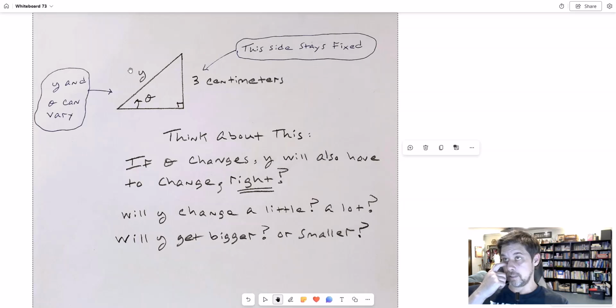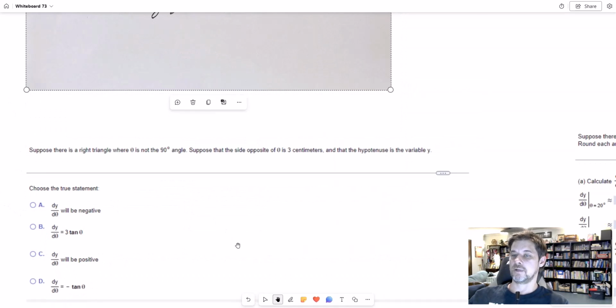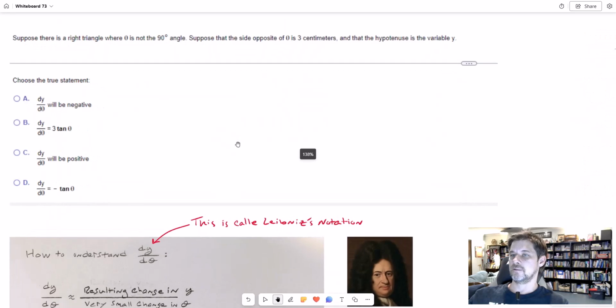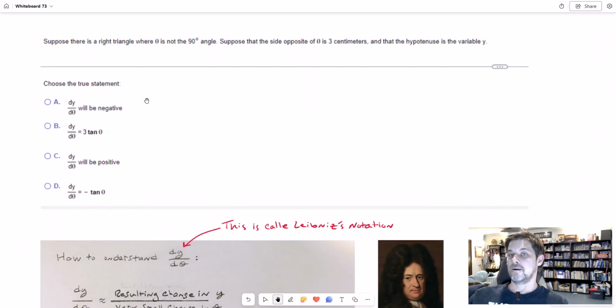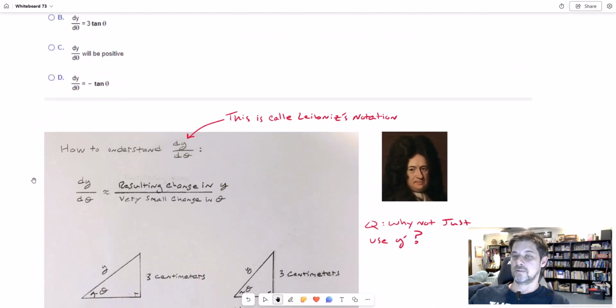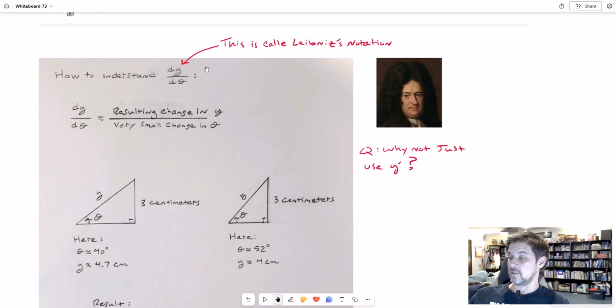So I just wanted you to think about that to get in the right mindset to do what we're about to do. Okay, so here's this. Let's go back to this question. Let's answer it. So we got that right triangle that I just showed you up there. You've got this angle theta. You've got this side fixed at 3 centimeters, and then you got the hypotenuse. Okay, which is true about the derivative dy over d theta? So talking about that a little bit, first of all, dy over d theta is called Leibniz notation. And there's Leibniz if you want.